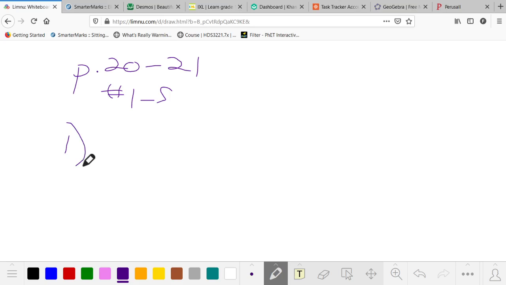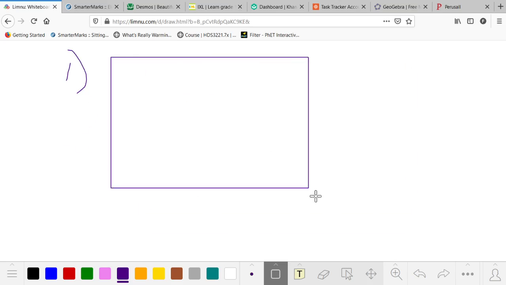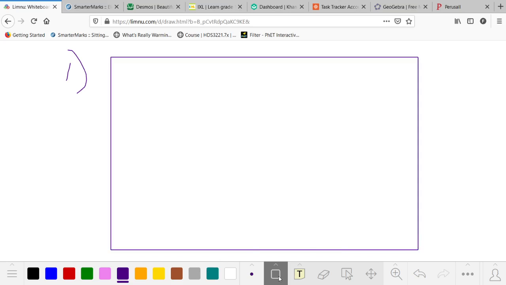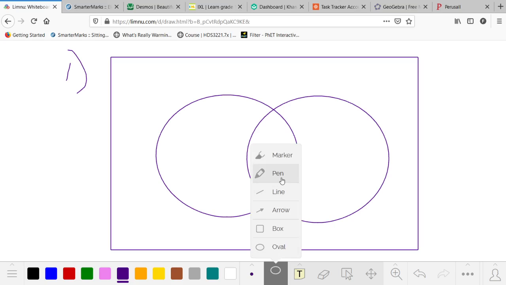So number 1, we are given some sets here. There's U, A, and B. I'm actually going to redraw that a little bit bigger. We are asked to set up the corresponding Venn diagrams. So U is our universal set, A and B are going to be represented with these overlapping circles.